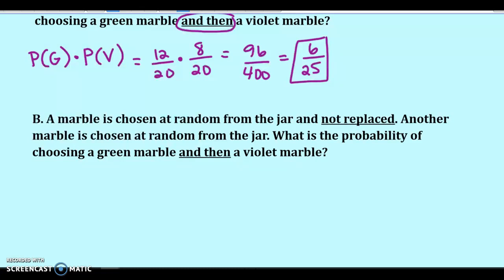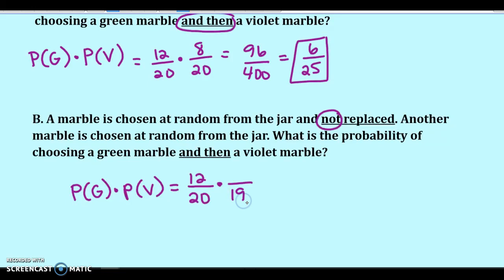If you look at the difference in the second example, it says a marble is chosen at random from the jar and not replaced, meaning you kept it out of the jar. Another marble is chosen at random. What is the probability of choosing a green marble and then a violet marble? In this case, it's the same idea, where you're multiplying the two together. If I take out that first marble, there's still a 12 out of 20 chance it's going to be green. The big difference now is that I only have 19 marbles left because I kept that first green marble out. And I still have 8 violet marbles total.